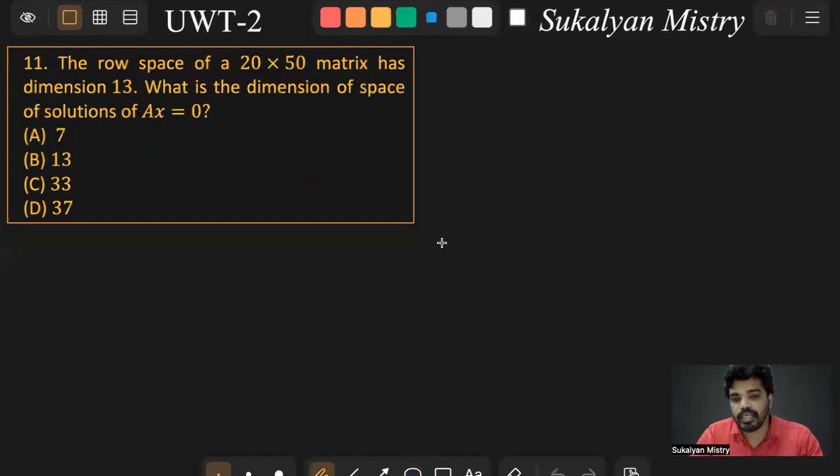It is a very, very important example. What is given? Here, the row space of a 20 cross 50 matrix has dimension 13. What is the dimension of the solution space of AX is equal to 0? AX is equal to 0 means it is a homogeneous system. So note down this result for a homogeneous system. It is a very, very important result.